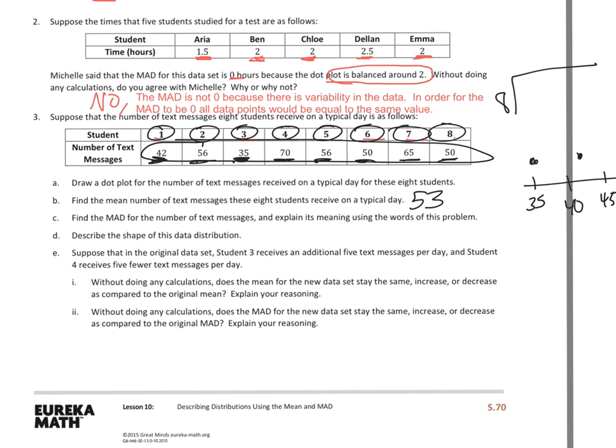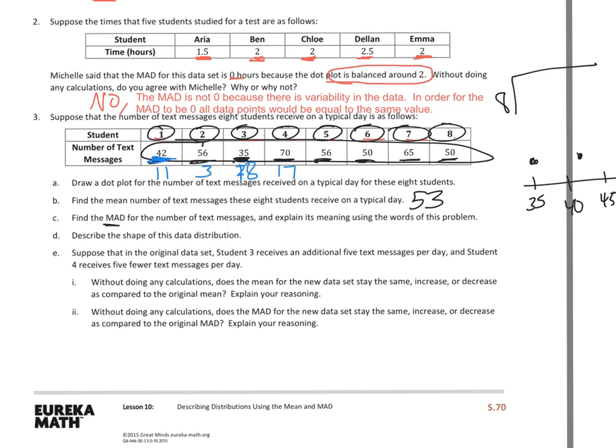So now what I need to do is find the mean absolute deviation for the number of text messages and explain its meaning using words of this problem. So I'm going to find the mean absolute deviation. I can find absolute deviation just by finding how far away each of these numbers are from 53. So I know that's 11, that's 3, that's 18.